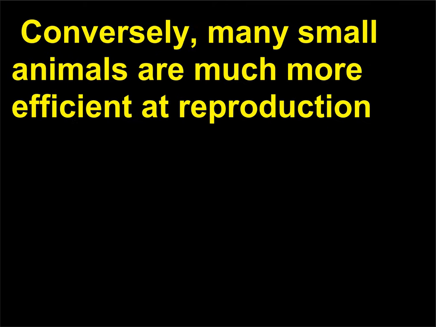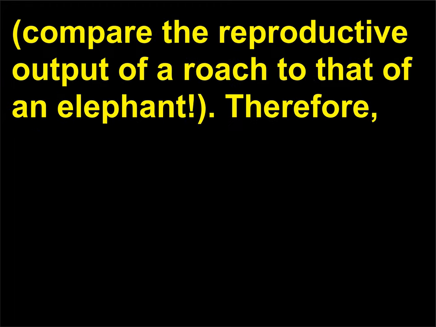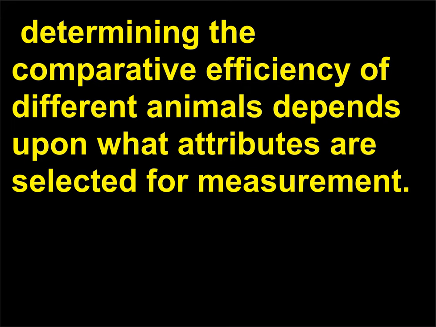Conversely, many small animals are much more efficient at reproduction. Compare the reproductive output of a roach to that of an elephant. Therefore, determining the comparative efficiency of different animals depends upon what attributes are selected for measurement.